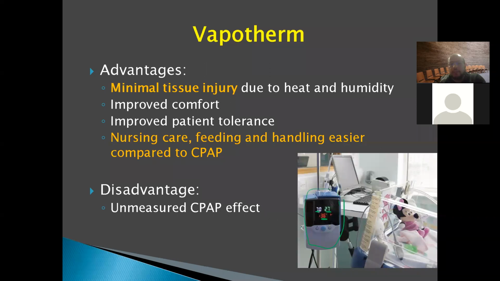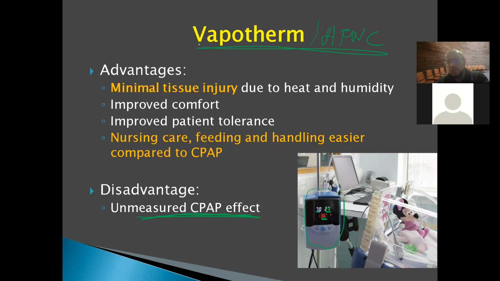The advantage of either the high flow or the Vapotherm is minimal tissue injury because it's humidified and heated. Kids like it. It's not like CPAP, which is more pressure. This one doesn't have delivered pressure that we measure, so it's more comfortable for the baby. Baby tolerates it better. A disadvantage, especially in a premature baby, is that we don't know how much CPAP or pressure we deliver. So that's the issue with high flow, or heated high flow nasal cannula, or Vapotherm, the same. The same advantages and disadvantages.